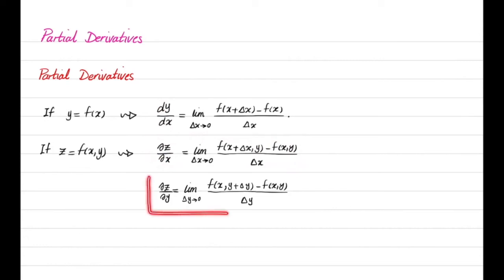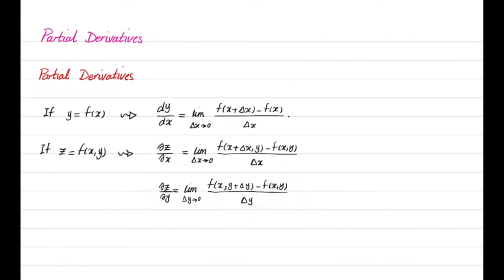And here in this definition, you can see that for the partial derivative of z with respect to y, in this limiting process, x is not changing. So we can say that to compute the partial derivative of z with respect to y, we can use the laws of ordinary differentiation while treating x as a constant.